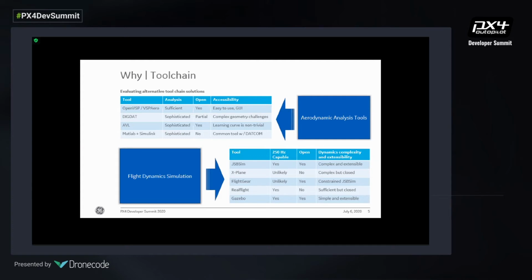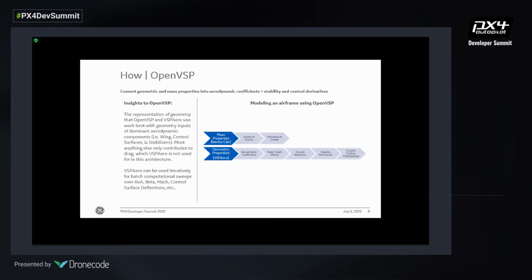So now I'm going to switch to the how. So specifically with OpenVSP, we wanted to take a model of the vehicle, so the geometric and mass properties, and create or perform an analysis to generate the aerodynamic coefficients, stability derivatives, things like that. So on the right side of this slide, we have the mass properties specifically is where we'd start. So there's a lot of ways to model mass properties in OpenVSP. We chose to use point masses, and using the inertial calc tool in OpenVSP, able to generate the center of gravity and moments of inertia around the 3 axes.